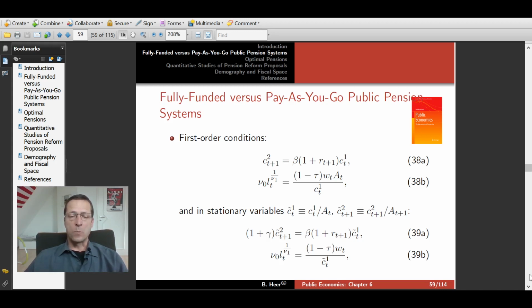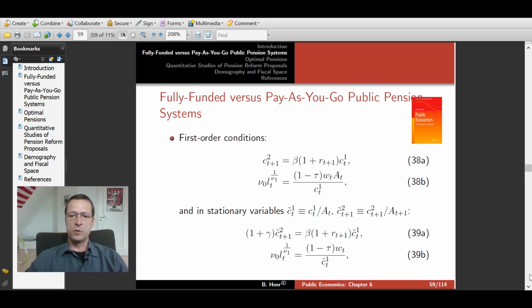Now, in our model with economic growth, the individual consumption grows at the rate gamma. And we have to translate it into stationary variables by dividing it by A_t. If not, we cannot solve, for example, our system of equations in steady state, because the variables would be growing over time. So if we divide individual variables c1, c2 by A_t, we can transform the first order condition 38 into the stationary first order conditions 39.